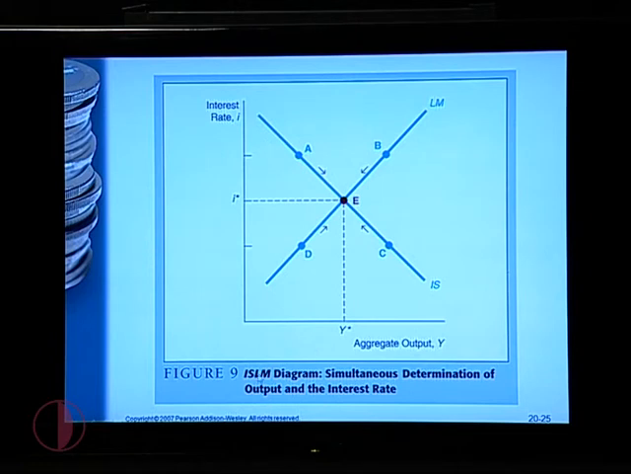So this is the IS-LM curve, the simultaneous determination of output and the interest rate. At point A, the interest rate needs to decrease. At point B also, to achieve equilibrium in the goods market. So also some aggregate output needs to be reduced in order to achieve the Y star level of output. So also some aggregate output needs to be increased in order to attain this at a certain level of interest rate. And this is our LM curve. This is our IS curve.